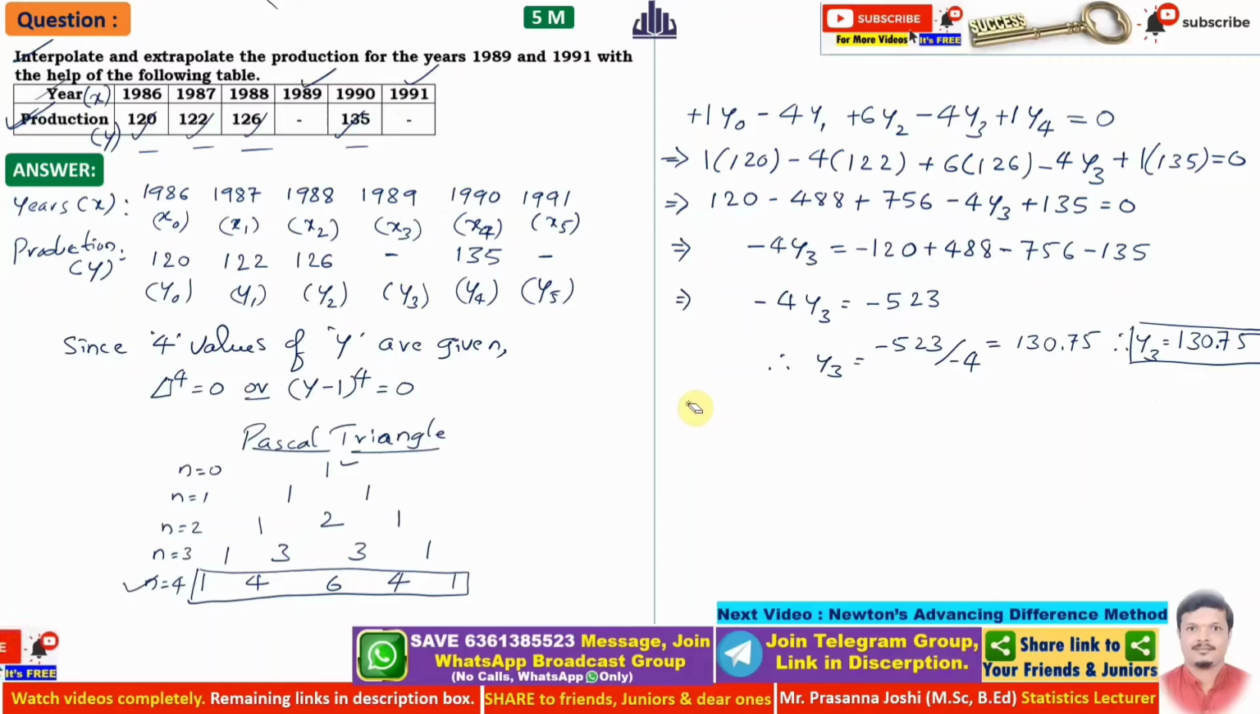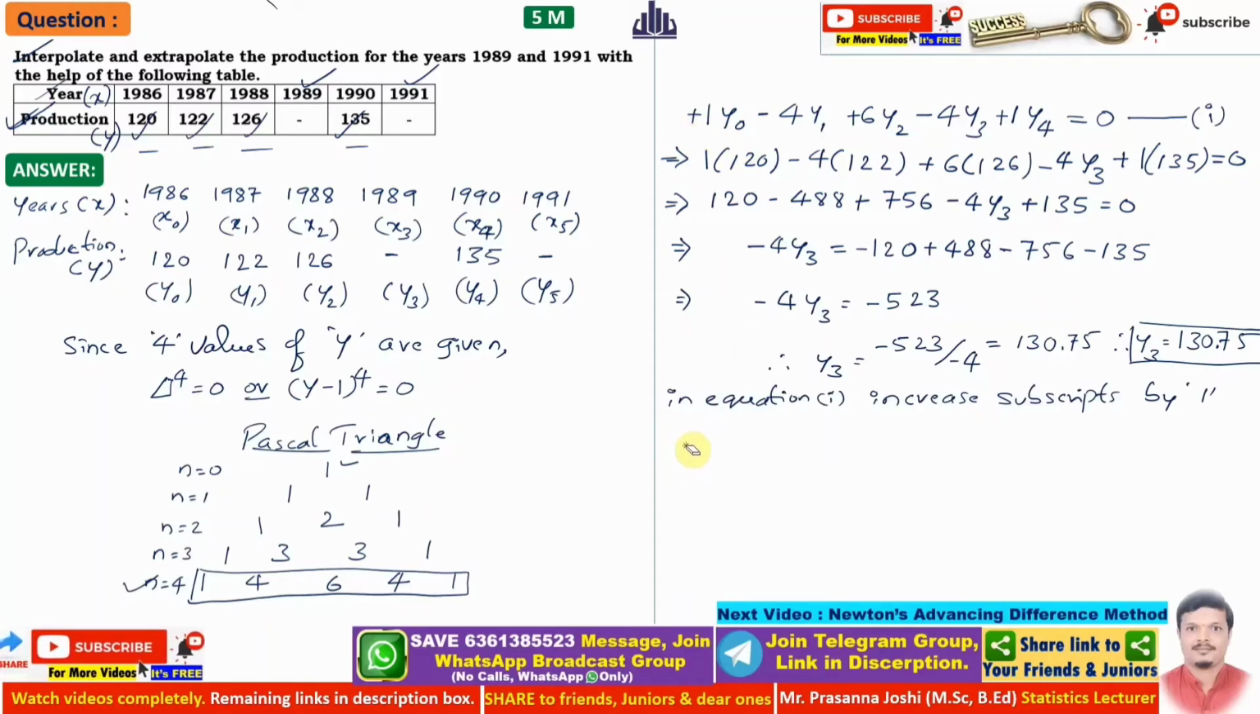Now we have to calculate y5. For that, (y minus 1) to the power 4 is equal to 0, what we had taken as the binomial expansion, that is to be considered. So we shall write this as equation 1. In this equation, subscripts we have to increase by 1. That is, plus 1 is already there, that can be written as plus 1. y0 is there, this subscript is to be increased by 1. Make it as y1, minus 4 as it is.